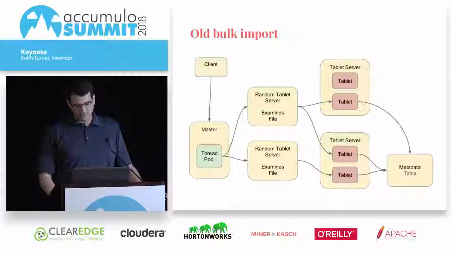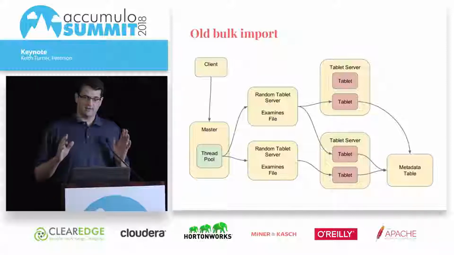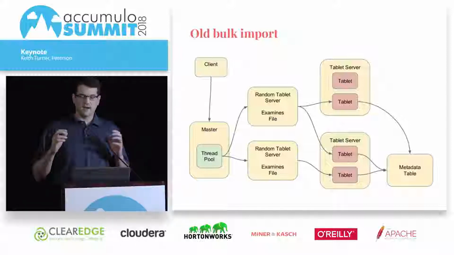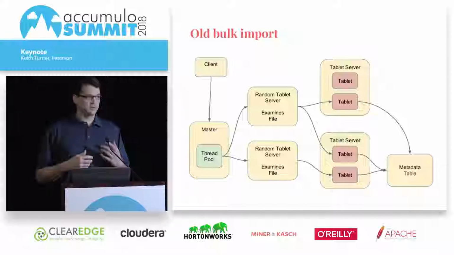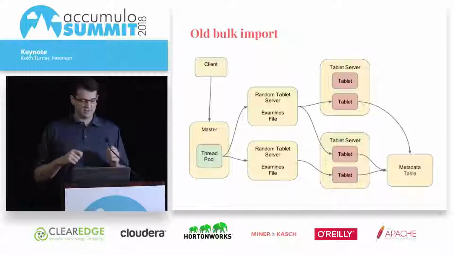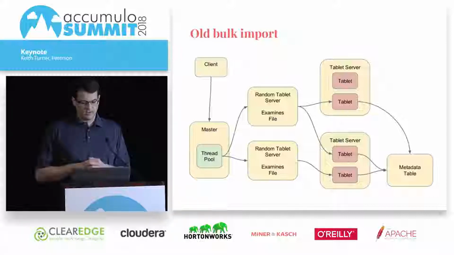So what happens with the old code is the client starts off. So the client will ask the master, hey, can you load this directory full of files into a table? Now the master's like, okay, I have to inspect all of these files and figure out where they go. And it's like, I don't want to do that here because it could take a lot of memory or network. So the master doesn't want to do it itself. So what the master does is it goes and asks random tablet servers to inspect the files and figure out which tablets they should go to.